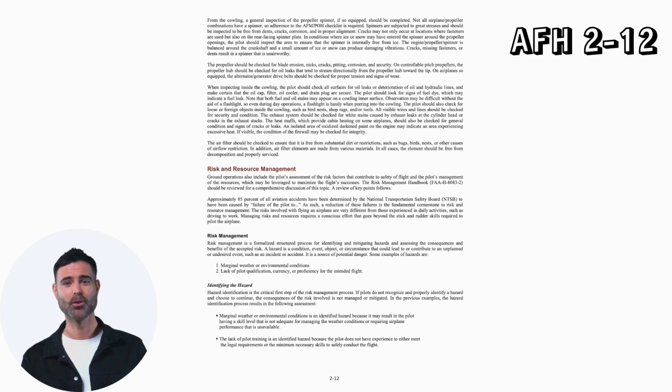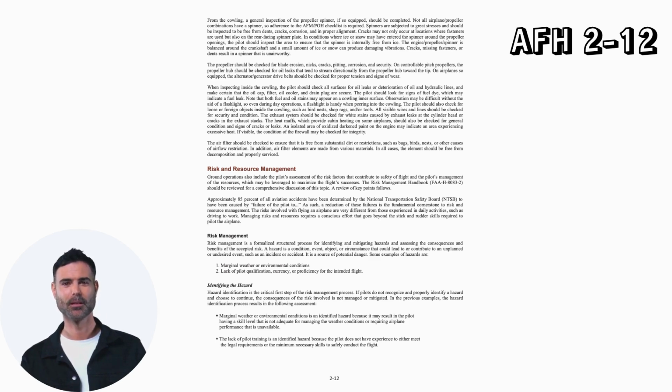Observation may be difficult without the aid of a flashlight, so even during day operations, a flashlight is handy when peering into the cowling. The pilot should also check for loose or foreign objects inside the cowling, such as bird nests, shop rags, and/or tools. All visible wires and lines should be checked for security and condition. The exhaust system should be checked for white stains caused by exhaust leaks at the cylinder head or cracks in the exhaust stacks.